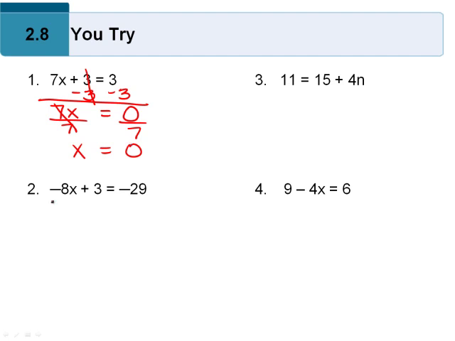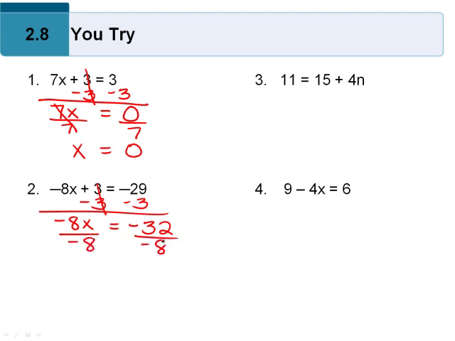All right, number 2. Negative 8x plus 3 equals negative 29. So the first thing I need to do is get rid of the 3. So since it's addition, I'm going to use subtraction. And negative 8x comes down. And the 3's cancel. Negative 29 and negative 3 is negative 32 because you add and keep the sign. Now divide by negative 8 on both sides. So the negative 8's cancel. And two negatives when you divide, negative 32 divided by negative 8 is going to give you a positive 4.